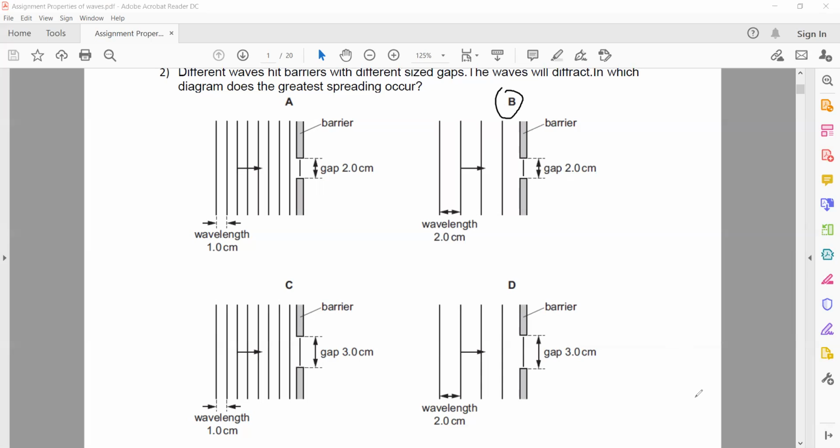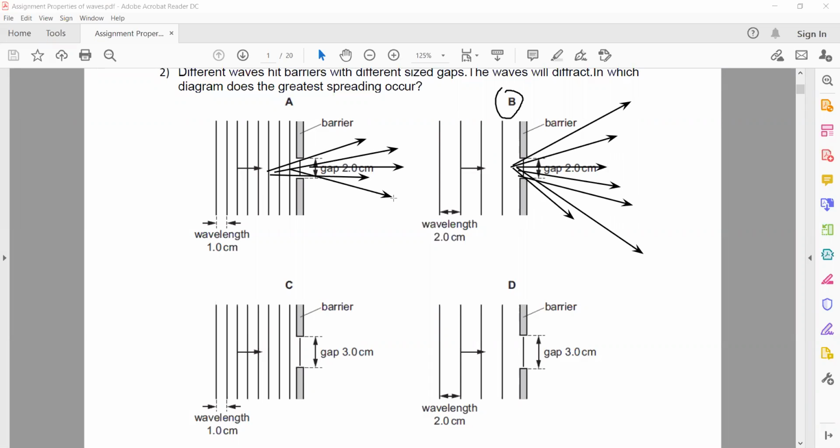If the gap size is smaller than the wavelength, then spreading will occur, but comparatively less spreading. Diffraction means spreading of the wave when it passes through the gap. So when the wavelength is equal to the gap size, maximum spreading means the wave will travel in many directions. This will also spread, but with less diffraction. This one is also curved, but because it covers a greater region, there will be greater curvature.